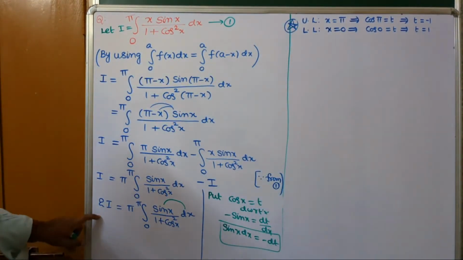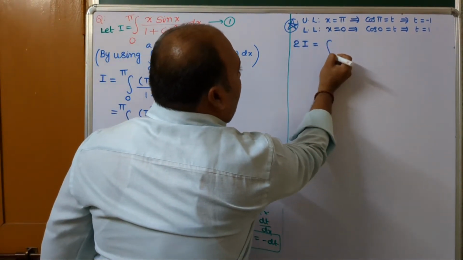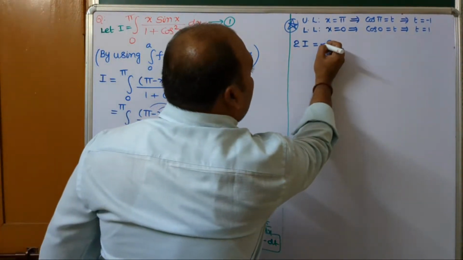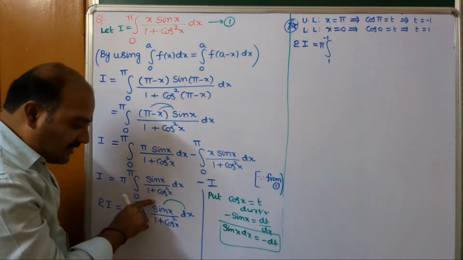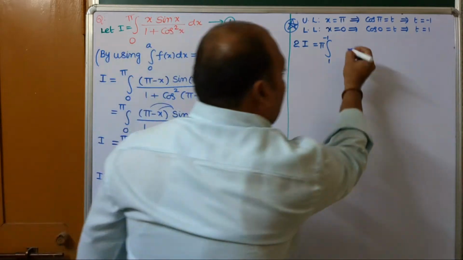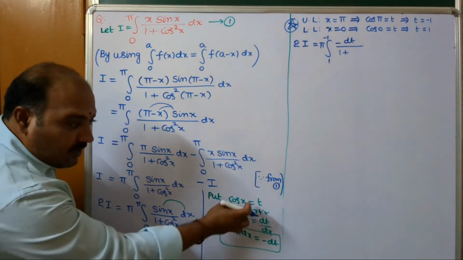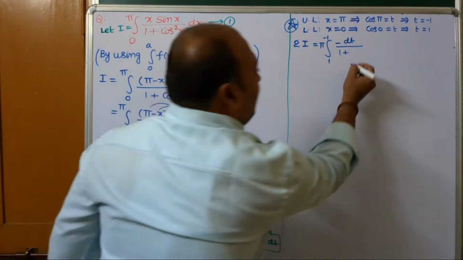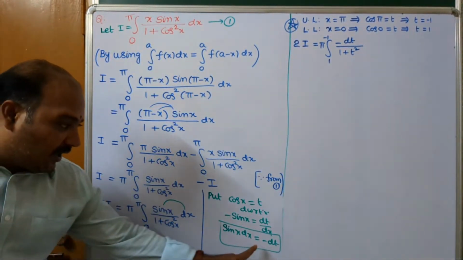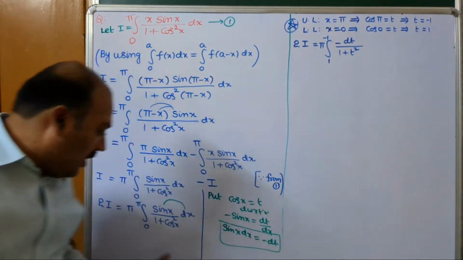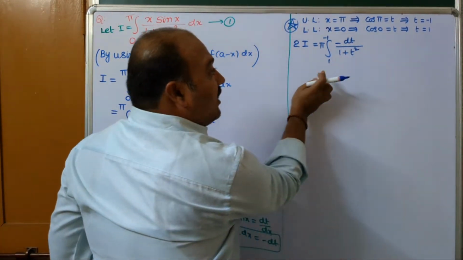Therefore, 2I is equal to integral, here pi is already there, lower limit to upper limit, 1 to minus 1, in place of sin x dx you have replaced with minus dt, by 1 plus cos x equal to t, we have taken, also t square will come here. In place of sin x dx, replace with the minus dt, 1 plus cos x value t, so 1 plus t square. If you remove this minus, limits will interchange.